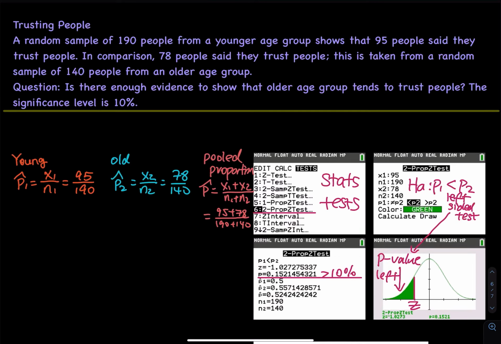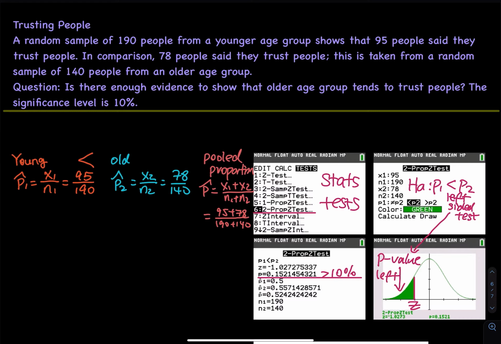A random sample of 190 people from a younger age group shows that 95 people said that they trust people. In comparison, 78 said they trust people. This is taken from a random sample of 140 people from an older age group. My question is: is there enough evidence to show that the older age group tends to trust people? That means the older age group has a higher proportion. So that means young is less than old.